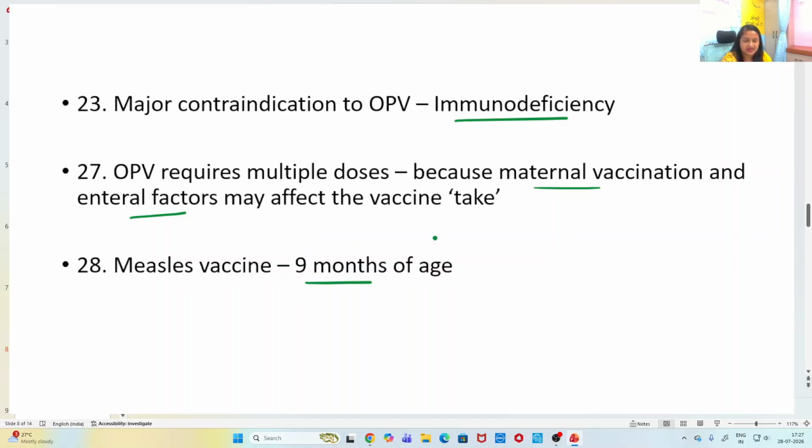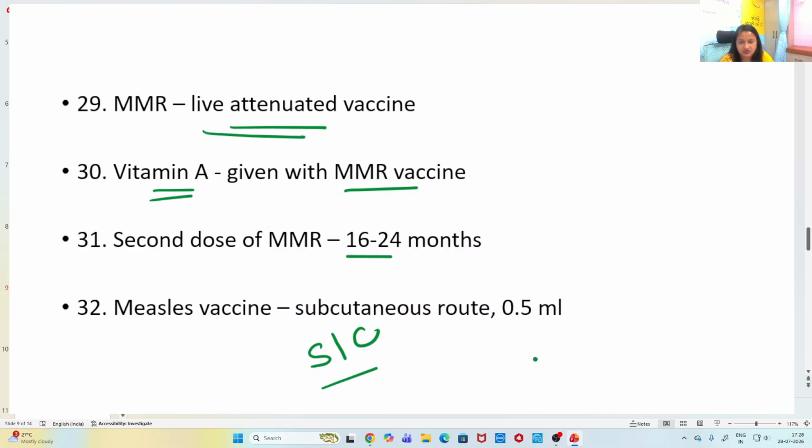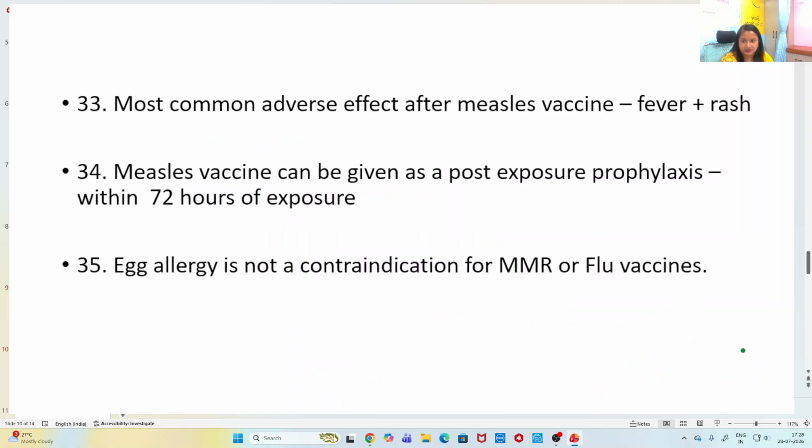Measles vaccine is given at 9 months of age because maternal antibodies wear off. MMR is a live attenuated vaccine. With MMR vaccine, a vitamin A dose is given. Second dose of MMR is given at 16 to 24 months. Measles and MMR vaccines are given by the subcutaneous route as a 0.5 ml dose. Which is the other vaccine given by the subcutaneous route? The varicella vaccine, the chickenpox vaccine.